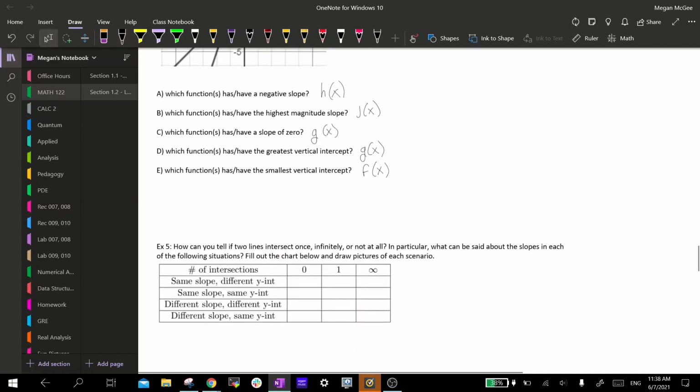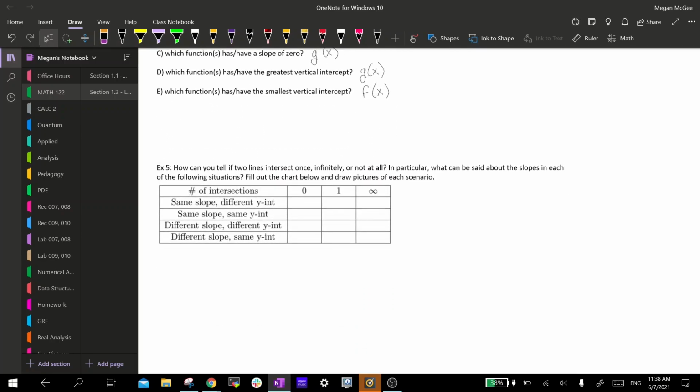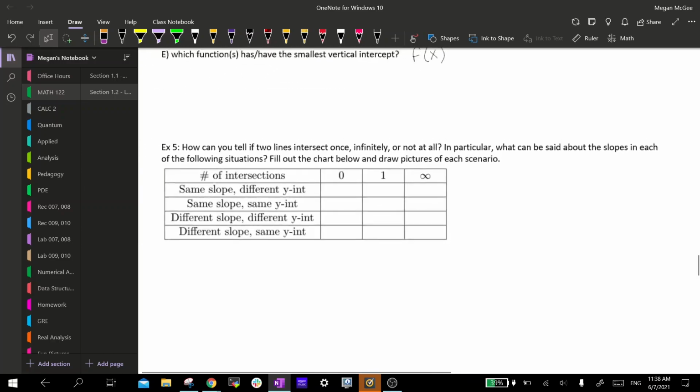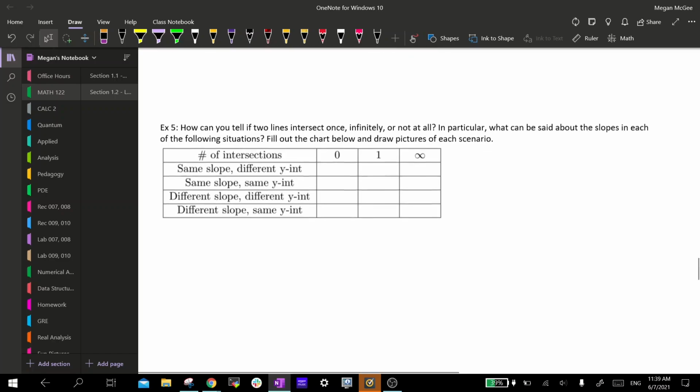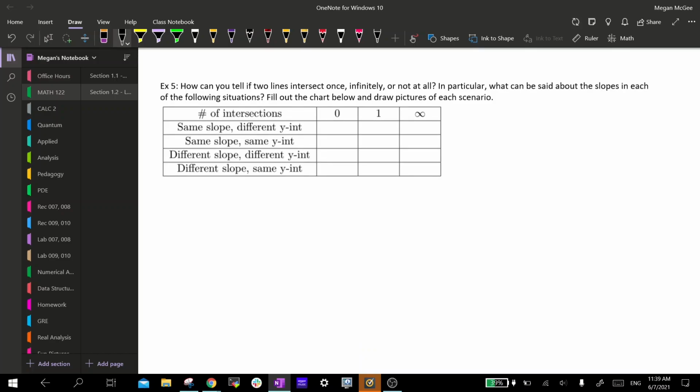Okay, so example 5. How can you tell if two lines intersect once, indefinitely, or not at all? In particular, what can be said about the slopes in each of the following situations? Fill out the chart below and draw pictures of each scenario. So we need to fill out this chart whether we think these two lines described in each scenario are going to touch each other once, infinitely many times, or not at all. All right, and we're going to draw pictures as we do this to help read the scenario.